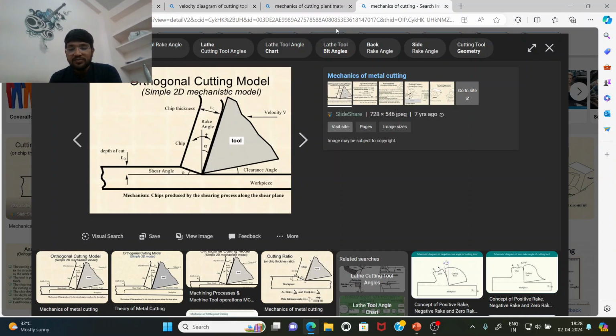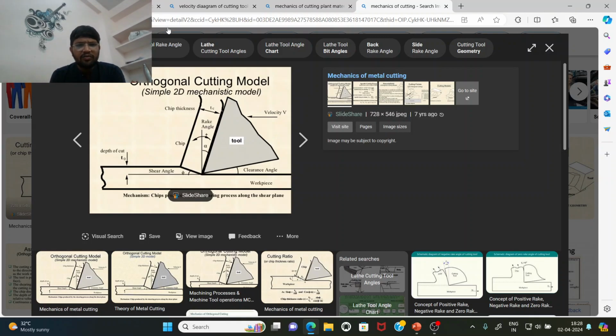Practically, we want to analyze turning. First we analyze this, and further we will go for that. This is the workpiece and tool interaction. Here you can see this is the rake angle, this is the shear angle.